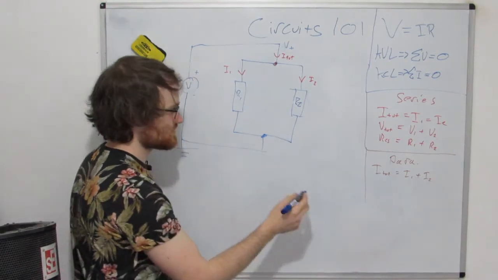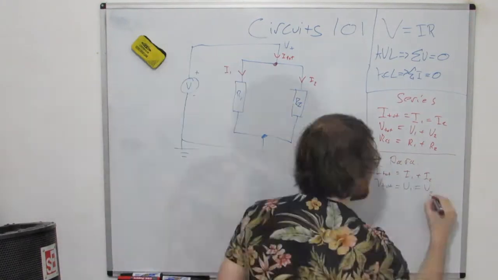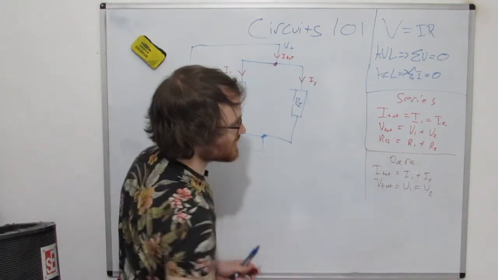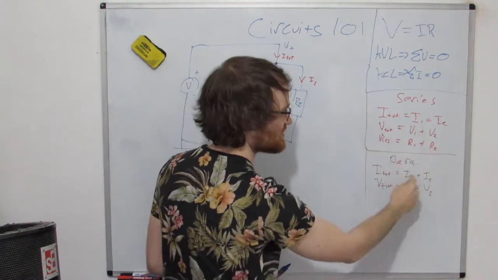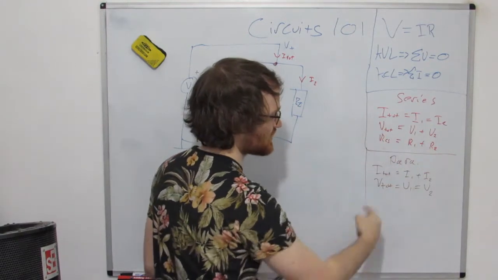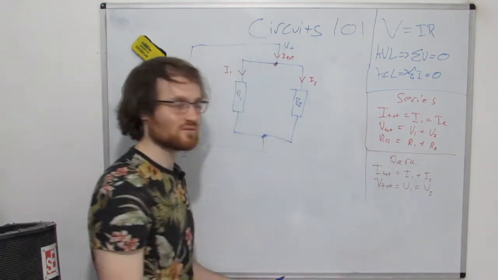So we've got, I'll just write that straight down, V2. So you can see that that's the opposite. The currents are inverted, so they're equal, they're plussed. The voltages are inverted, they're plussed, and they're equal.